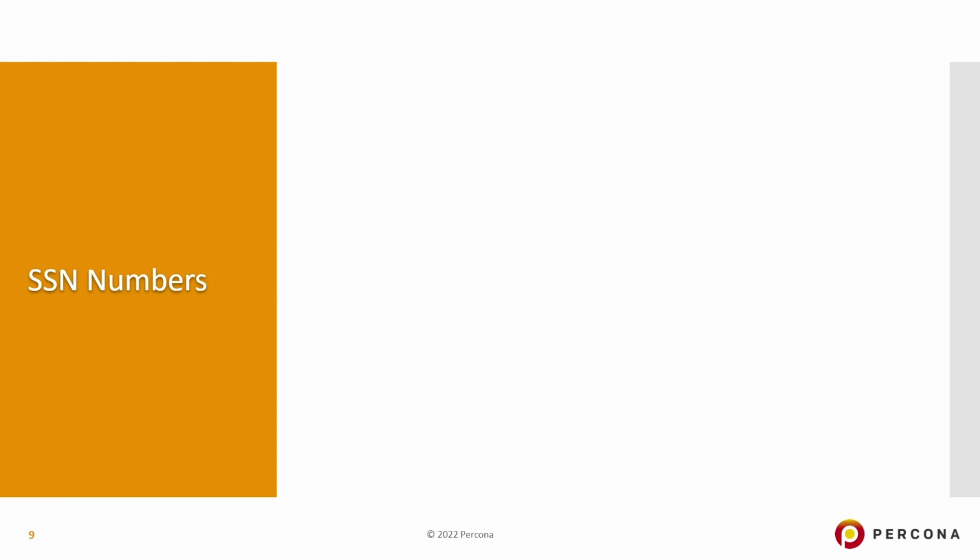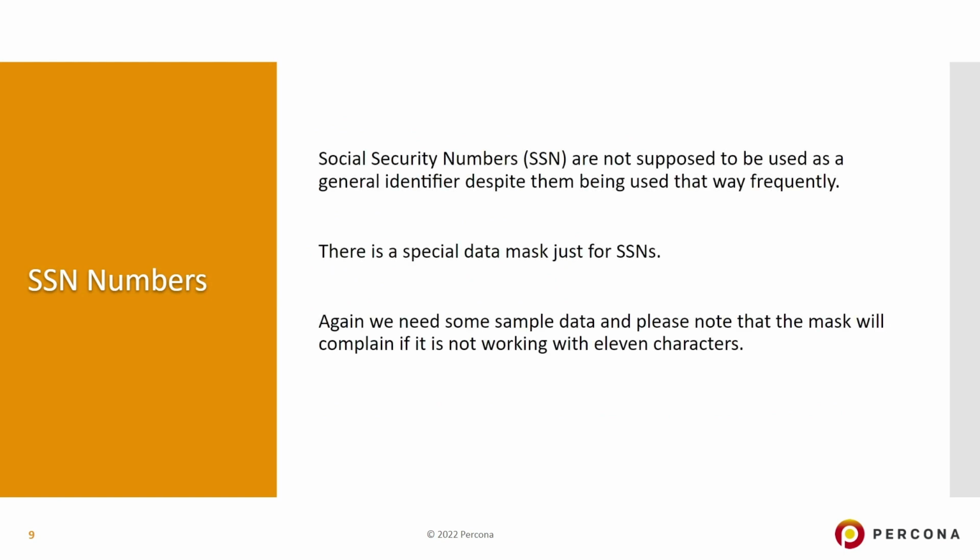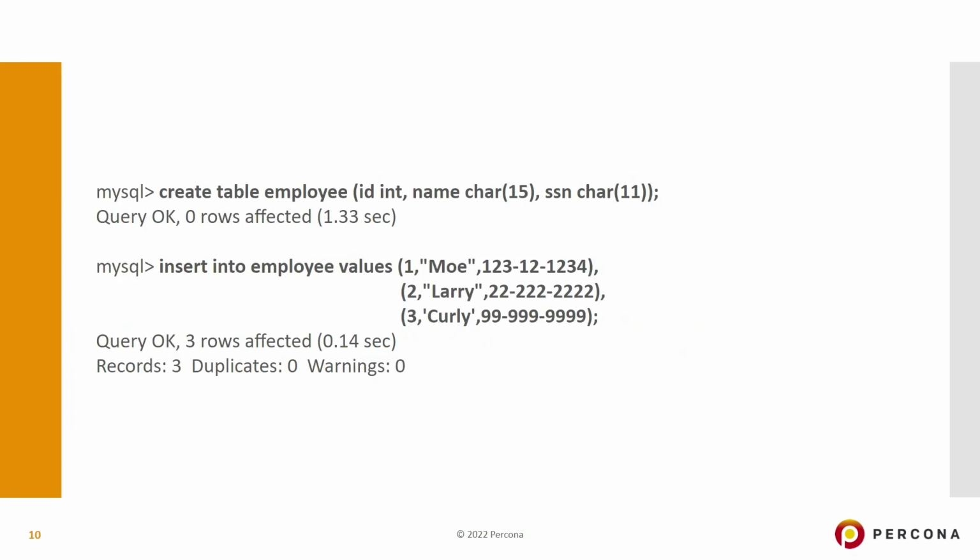Now, in the United States, Social Security numbers are not supposed to be used as a general identifier, although in practical terms, it seems that everyone does that. So, of course, there's a special mask just for SSNs. So, once again, we need some dummy data.